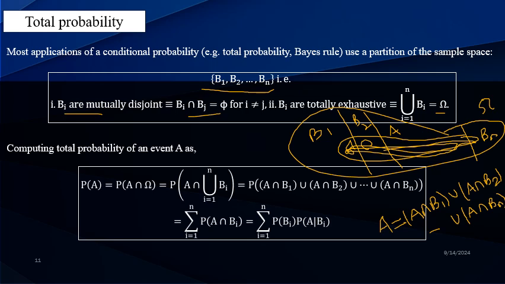So if you compute the probability of A, what would it be? It is the sum of probability of A intersection Bi, with i varying from 1 to n. Same thing I have written here: probability of A is equal to the sum of probability of A intersection Bi, i varying from 1 to n. Now, you know about the multiplication rule. How will you write probability of A intersection Bi?